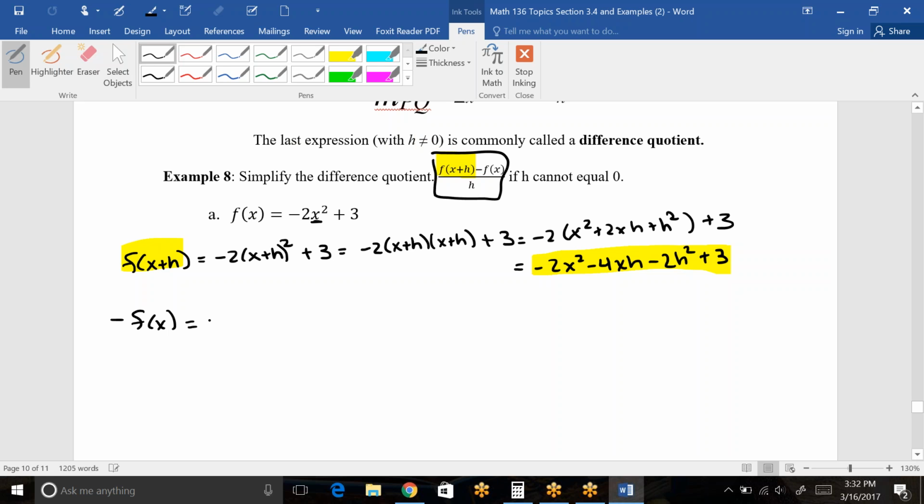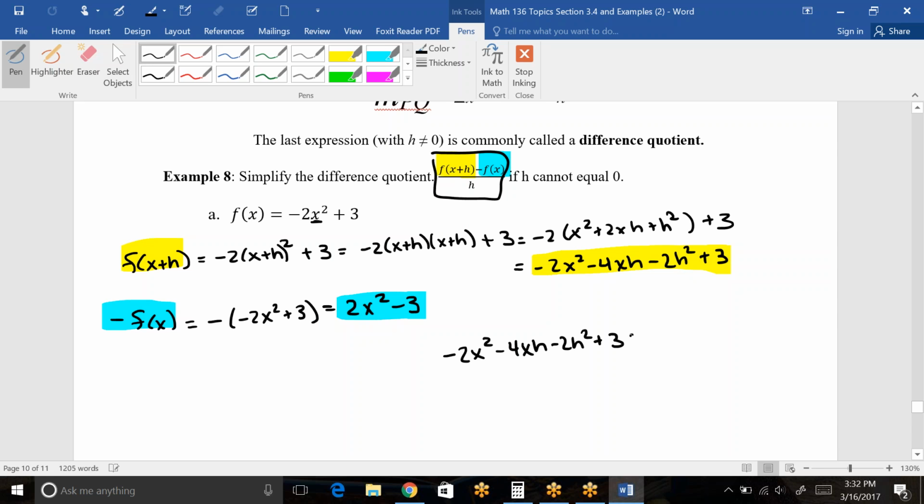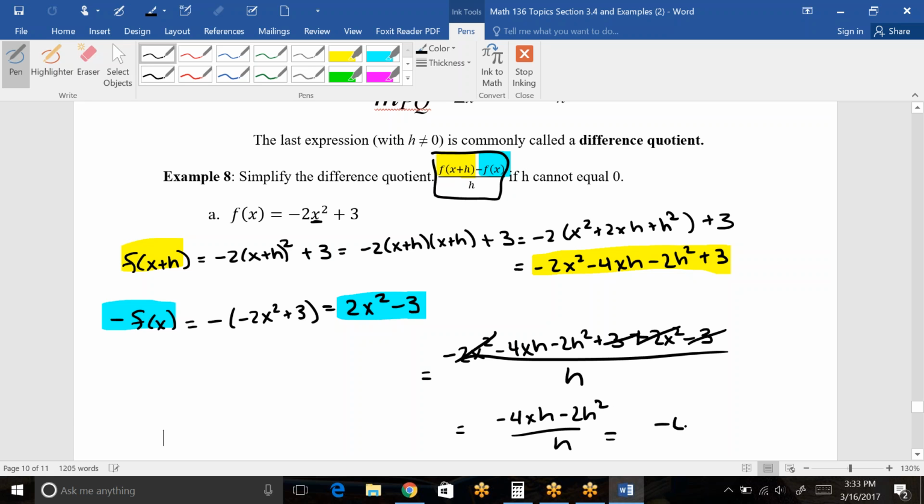To find negative f of x, you just put a negative sign in front of the whole thing. Essentially, you multiply by negative 1. So that makes that 2x squared minus 3. Notice this and this correlate with that. So then all I take is yellow and blue and put them on top over h. So negative 2x squared minus 4xh minus 2h squared plus 3 plus 2x squared minus 3 all over h. If you've done this correctly, some things should cancel out. And we're left with negative 4xh minus 2h squared over h. And then canceling out the h's, one on each part, you get negative 4x minus 2h.